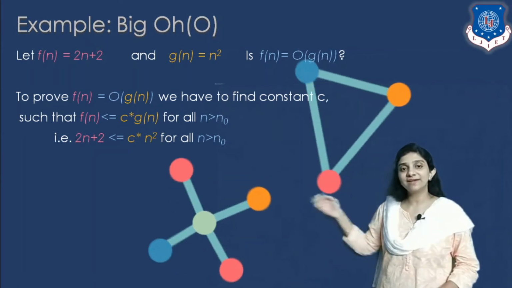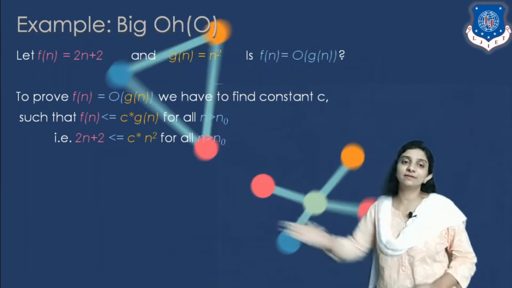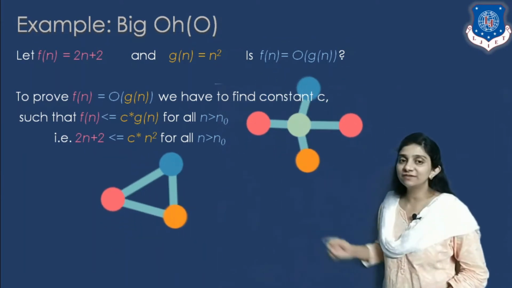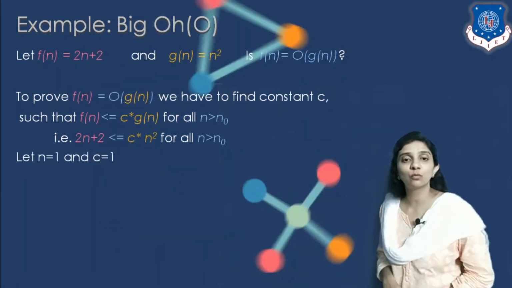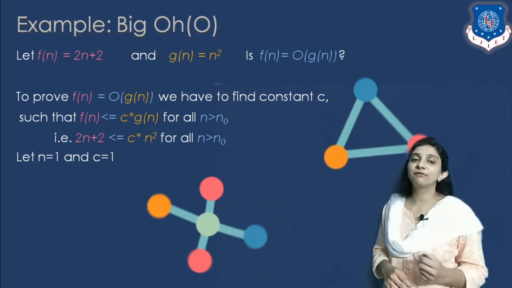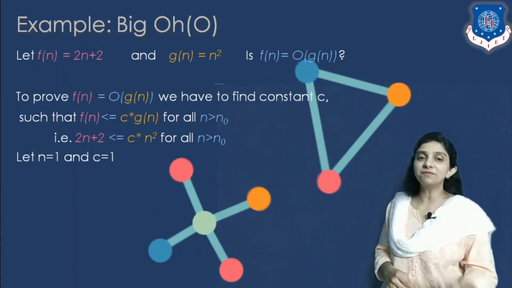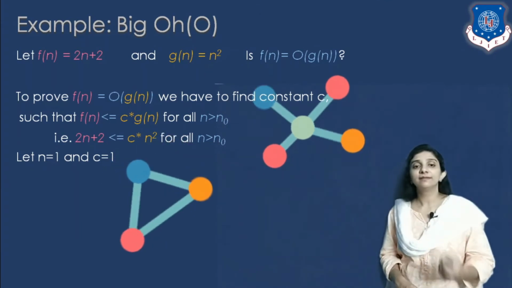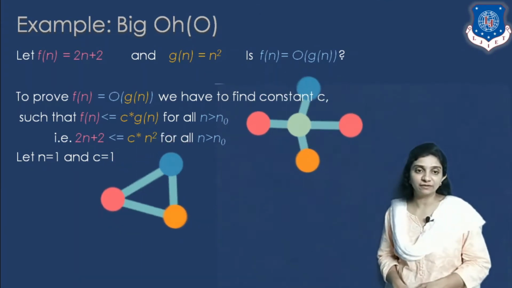So obviously the right hand side is directly greater than the left hand side, but still we want to choose some constant. So let us choose the constant as 1. Now we will keep on substituting values of n in this equation and show that the condition is still satisfied.